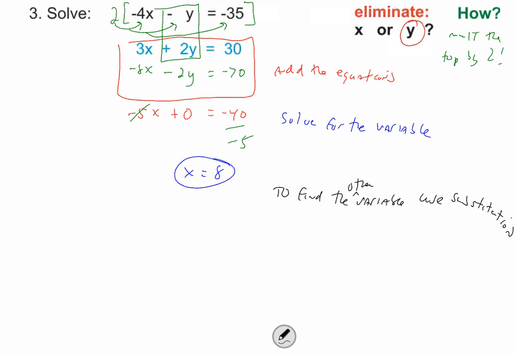Black? Blue? I'm going to use black. You can use blue if you want. So where the x is, I'm putting my parentheses, right? And we're subbing in our 8. So I brought my black down, -4.